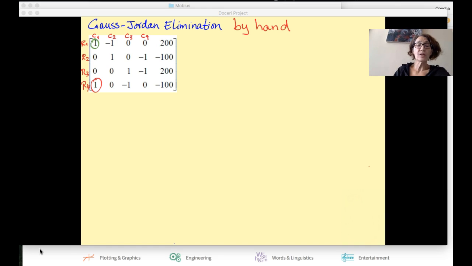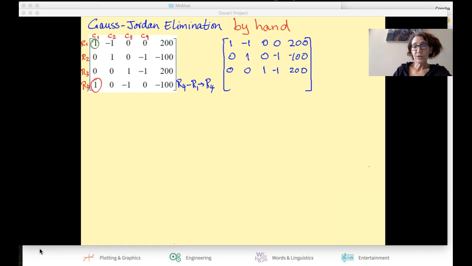So I'm going to use the leading 1 in row 1 to knock out the other non-zero entry down in row 4. So what I'm going to do is take row 4 minus row 1, and that's going to be my new row 4. We have to do every entry, right? We can't just do the first entry. Every single entry has to have the same operation. So I'm going to recopy the first 3 rows of the matrix because those aren't going to change. The only changed row is going to be the fourth row.